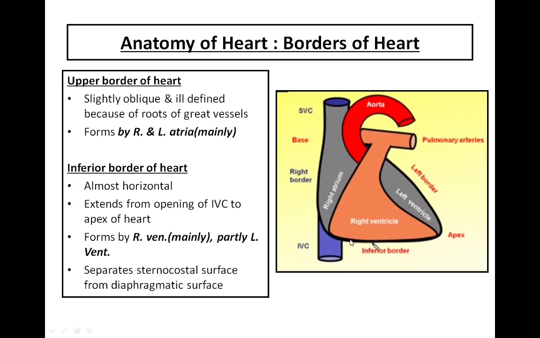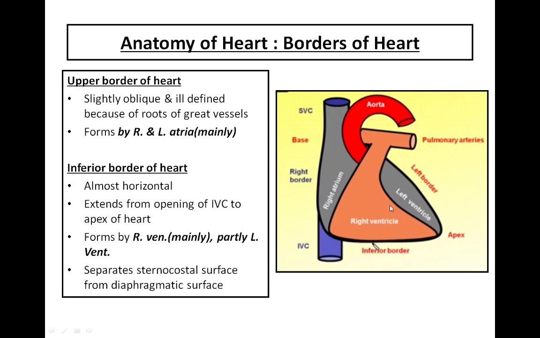Then the inferior border. The inferior border is almost horizontal. It extends from the inferior vena cava to the apex of the heart, and is formed mainly by the right ventricle and partly by the left ventricle, because the apex is formed by the left ventricle. So it runs from this point to this point. This is our inferior border, mainly formed by the right ventricle and a small part of the left ventricle.